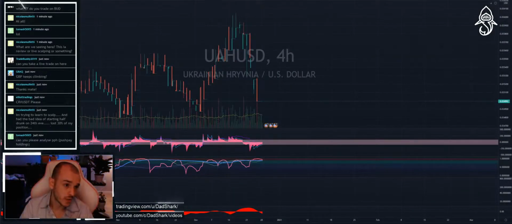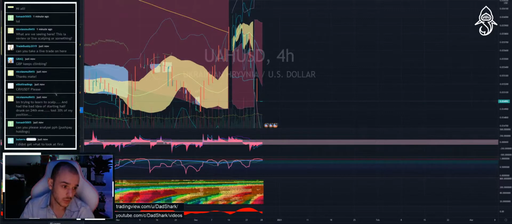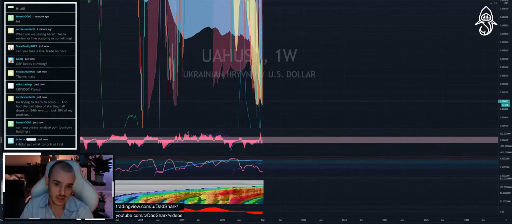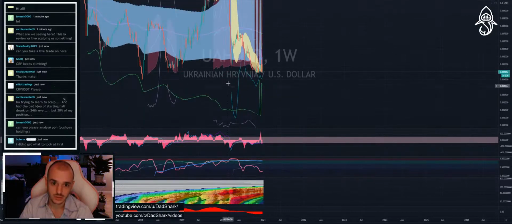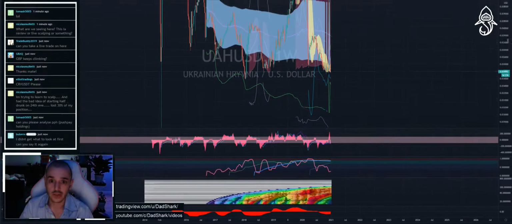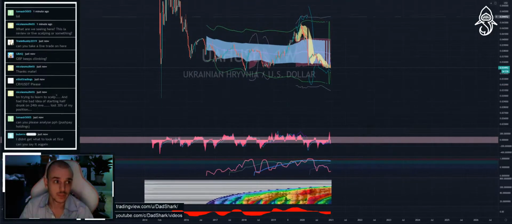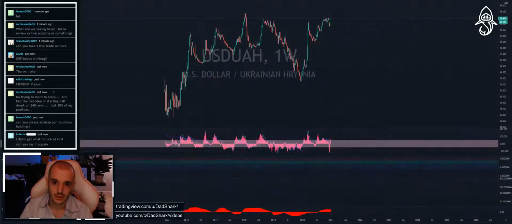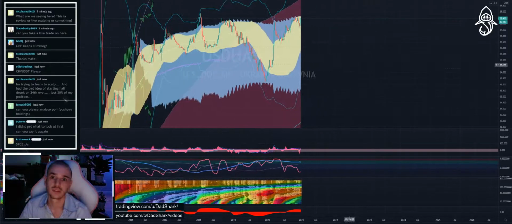I super duper recommend shorting this on the weekly chart. The Ukrainian hryvnia. I don't know how to pronounce it. I don't care. But it's a really good short right now, okay? Or, excuse me, it's the other way around. It's USD UAH. That's the one you want to short.